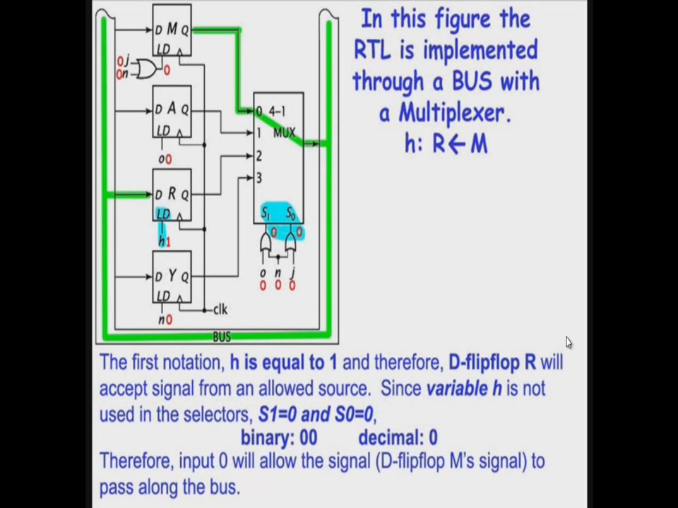The first notation, h is equal to 1 and therefore the flip-flop r will accept signal from an allowed source. Since variable h is not used in the selectors, S1 and S0 would be equal to 0. Binary form 0, 0, decimal 0. Therefore, input 0 will allow the signal.